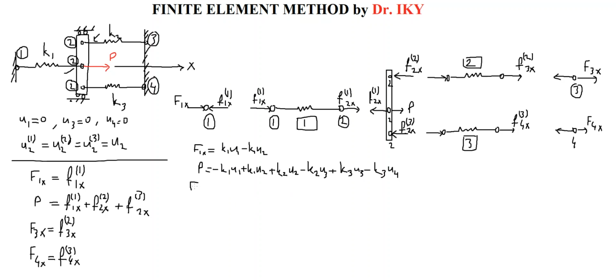For the third one, we have got F3x, which is going to be equal to minus K2U2 plus K2U3. F4x equals minus K3U2 plus K3U4.